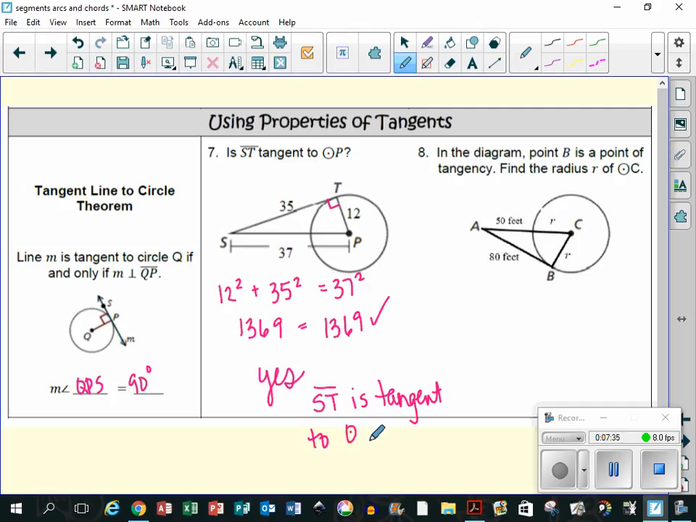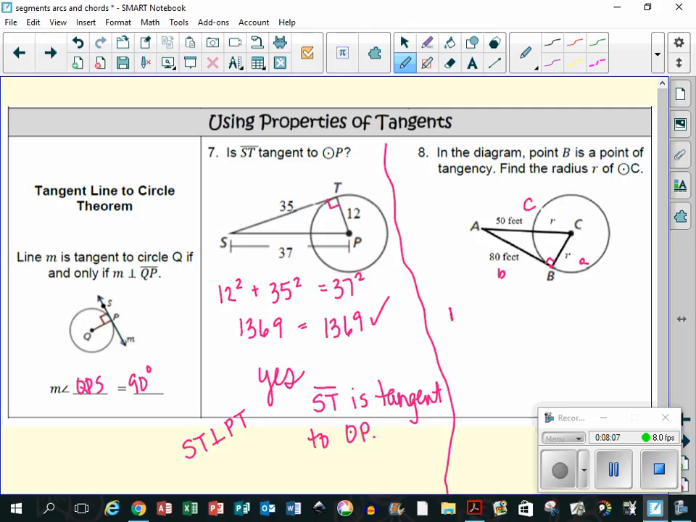To circle P. Or we could say ST is perpendicular to PT. All right, so this one over here says in the diagram, point B is a point of tangency. So if this is my point of tangency, then this is 90. Remember, 90 degrees at the point of tangency. So that makes this side my C, this side is A, and this side is B. So we're going to do the Pythagorean theorem, yes, using the alphabet.